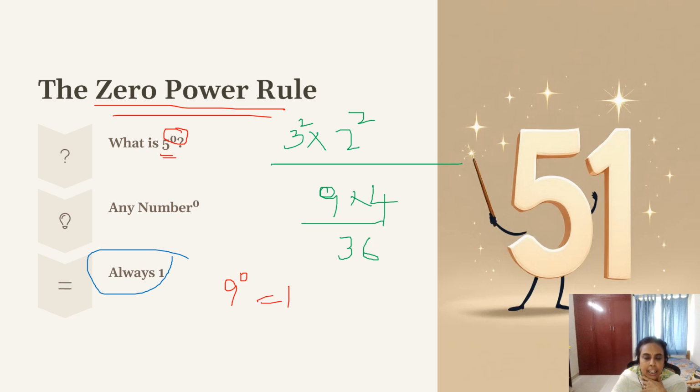Okay, like that. Tell me the answer in the comment box: what is the value of (3 plus 1) whole to the power of 0? Don't forget to write the answer in the comment box. Now understood, no? Any number to the power of 0 is always 1.